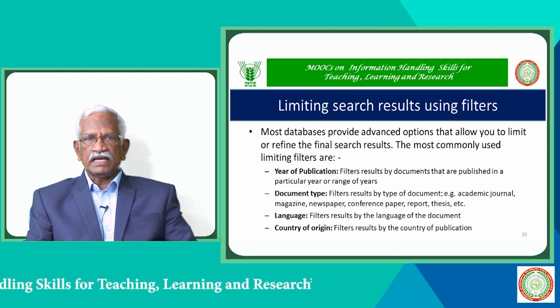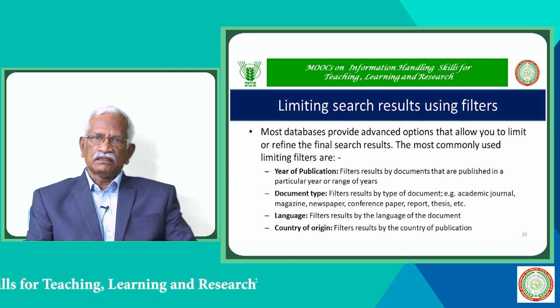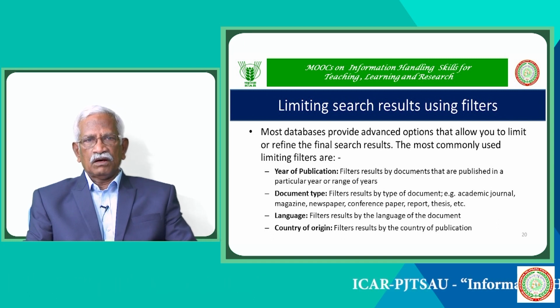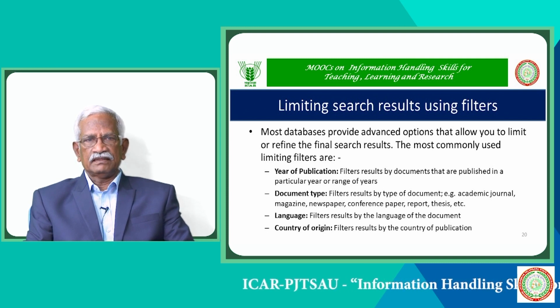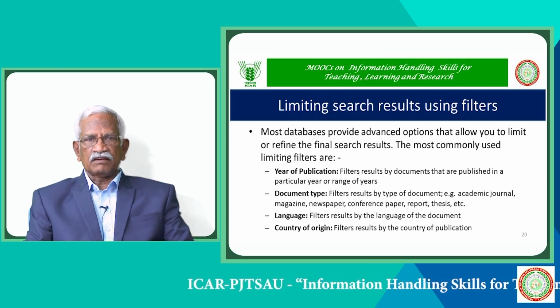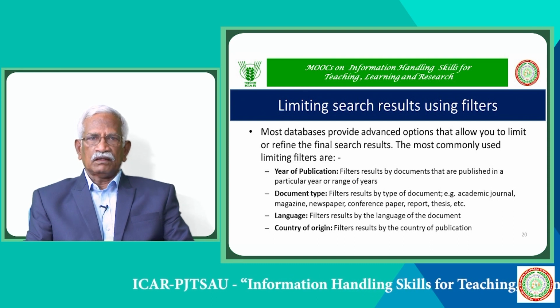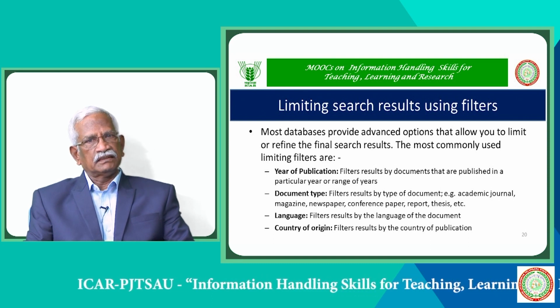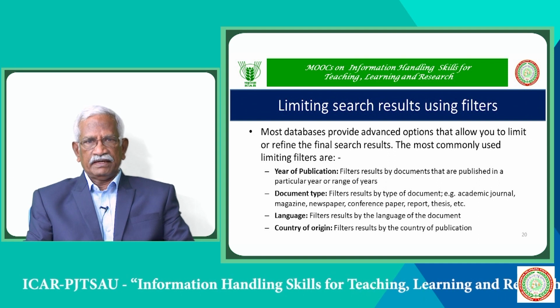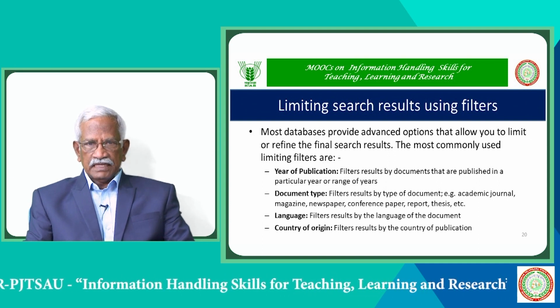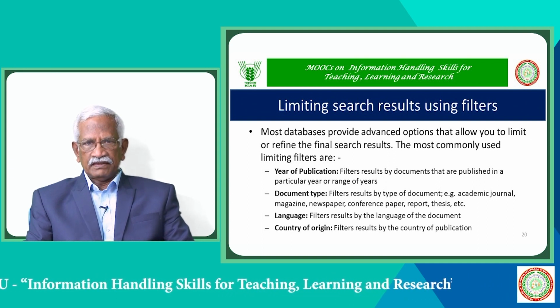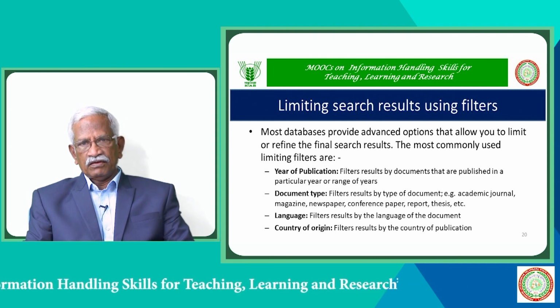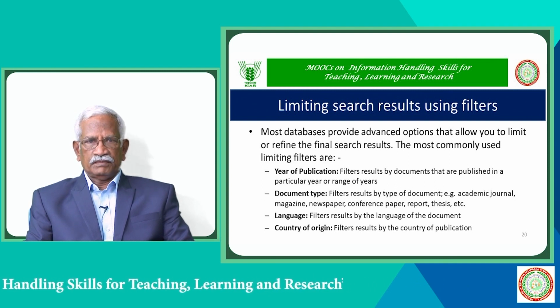You can limit your search results using different kinds of filters to give you very few records. Most databases provide advanced options that allow you to limit or refine the final search results. The most commonly used limiting filters are year of publication. You don't want all the documents which are published throughout the period. You can even narrow down the results by applying the filter of year of publication.